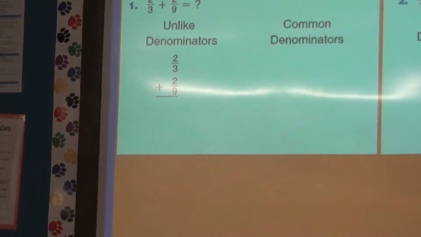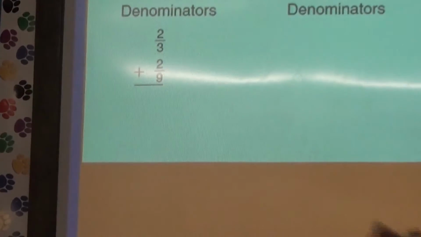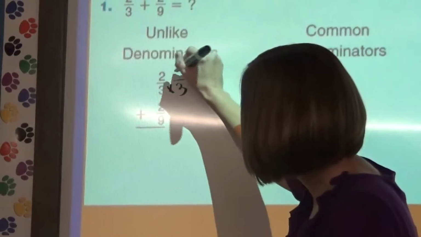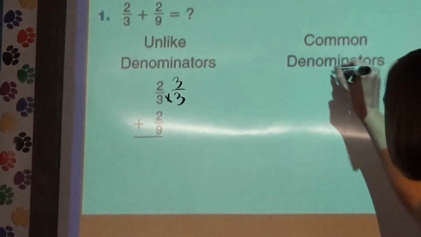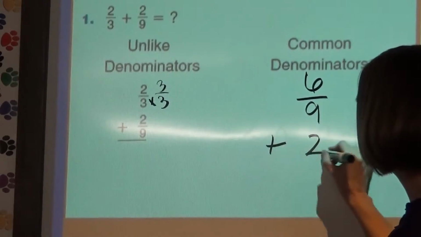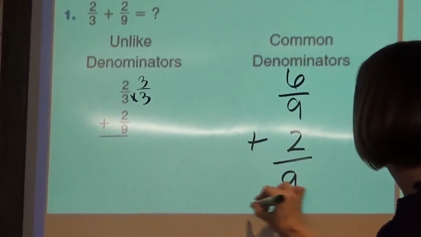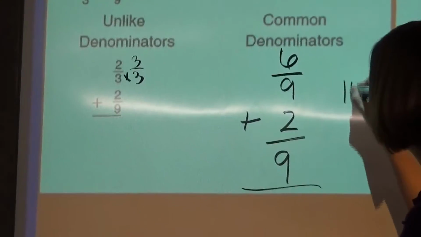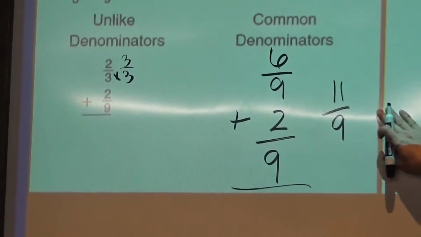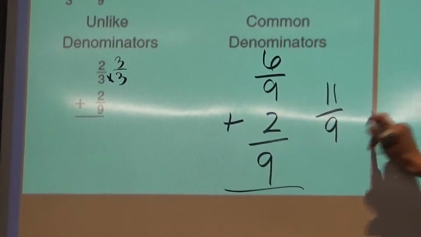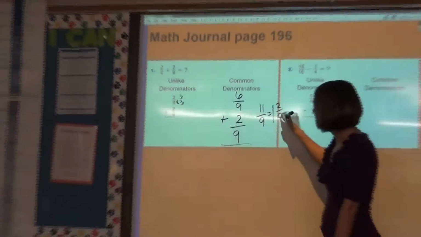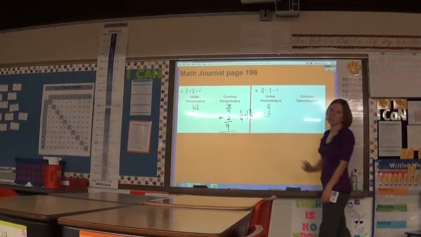I know that I can take 3 times 3 to get 9. So if I multiply by 3 on the top and the bottom, I would get 6/9 plus 2/9, which would equal 11/9. Okay, we're going to get to this a little bit later, but we know that this is an improper fraction. And 9 goes into 11 once with 2 left over, so it could also be the mixed number 1 and 2/9.